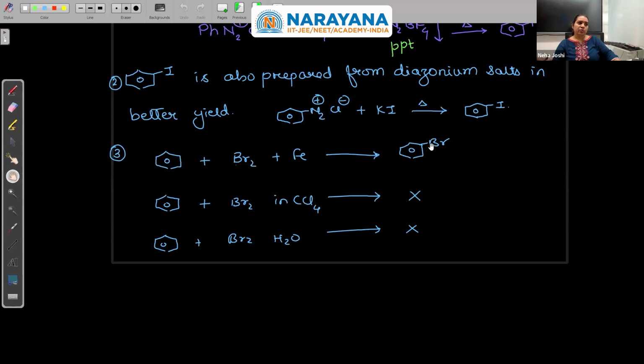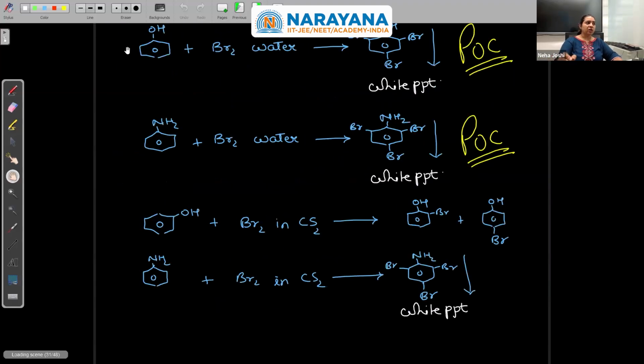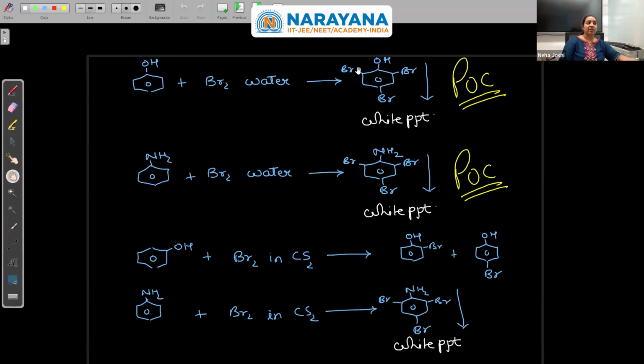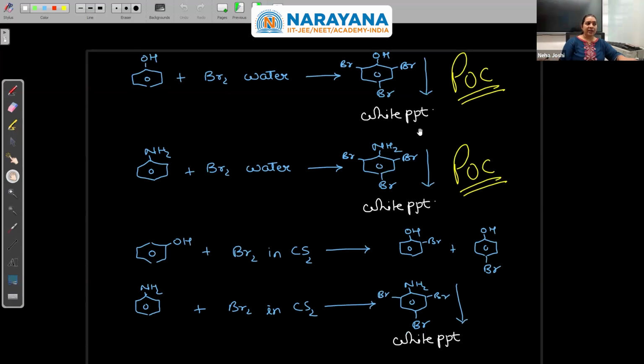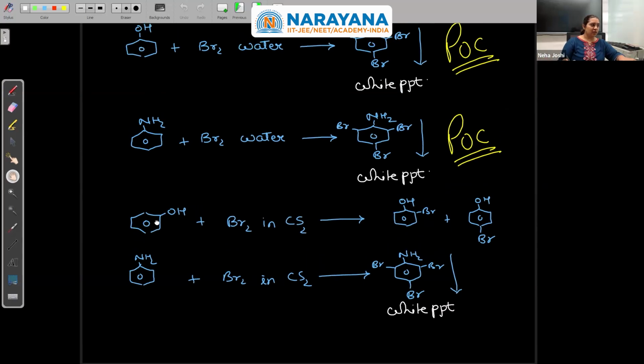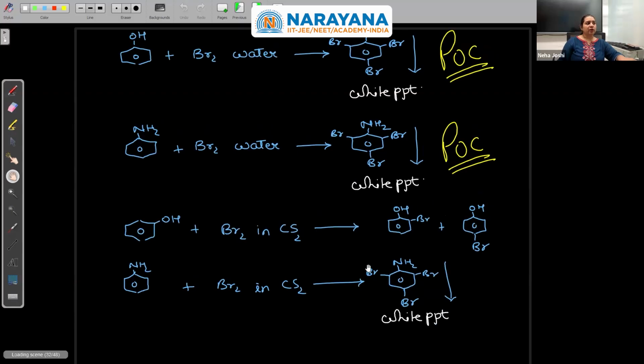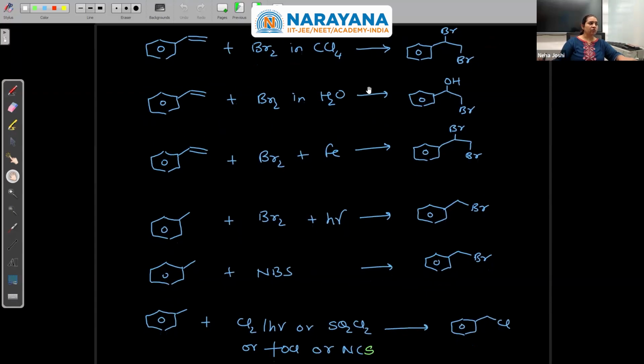If I take iron and bromine, I'll get bromobenzene. But bromine in CCl4 or bromine in water gives no reaction with benzene, because you remember these are tests of unsaturation. Bromine in water on phenol does react, giving 2,4,6-tribromophenol. Aniline also reacts, giving 2,4,6-tribromoaniline. Both are white precipitates. With phenol, bromine in CS2 gives ortho-bromo and para-bromo. But with aniline, even in CS2, you get 2,4,6-tribromoaniline as the product. Take a screenshot of this page.